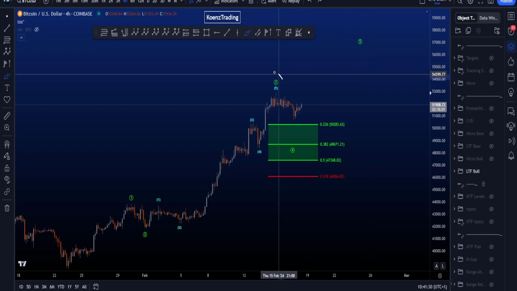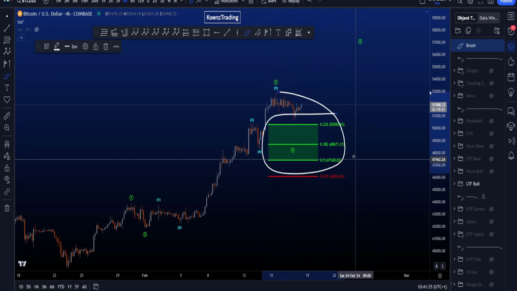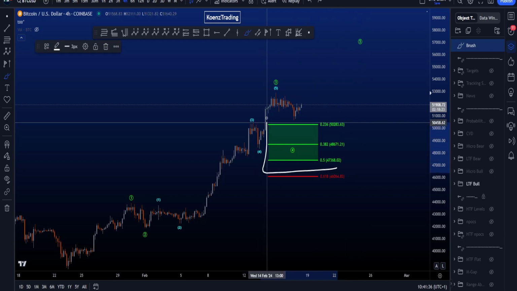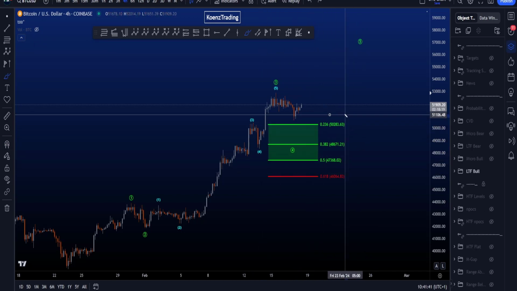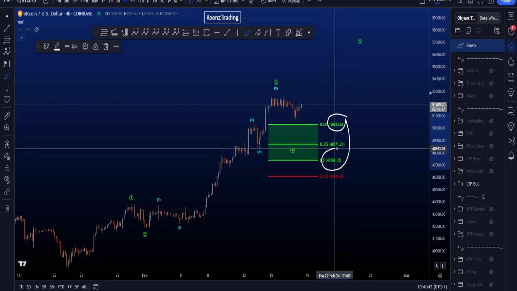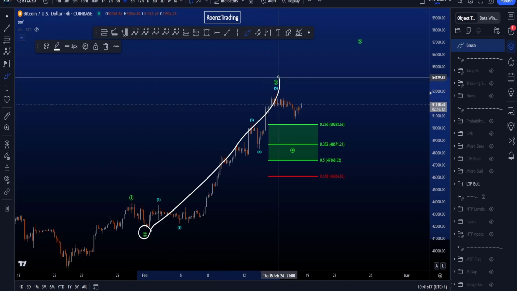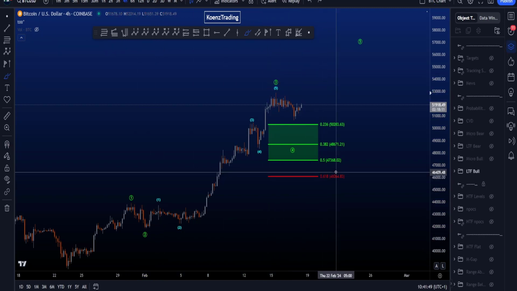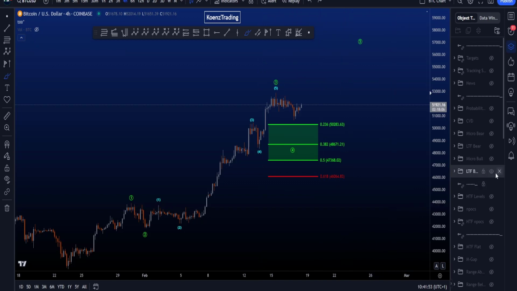In this scenario, we're looking for wave 3 to have finished and now a wave 4 towards the downside. The most common target for a wave 4 is between the 0.236 and the 0.5, giving you an area between 50.3k and 47.4k, taken from the low of 2 to the high of this wave 3. The invalidation for a wave 4 is the 0.618 at 46k.